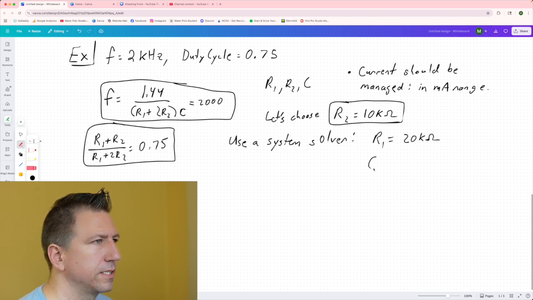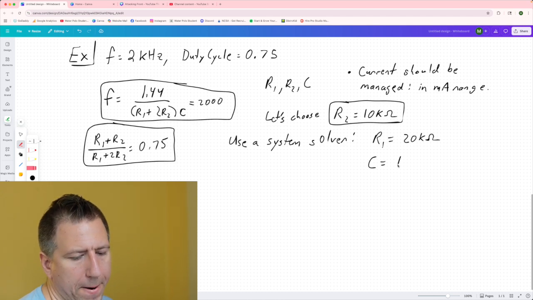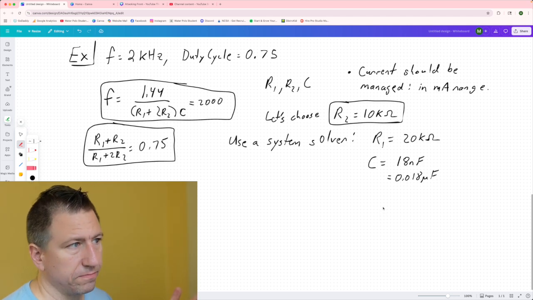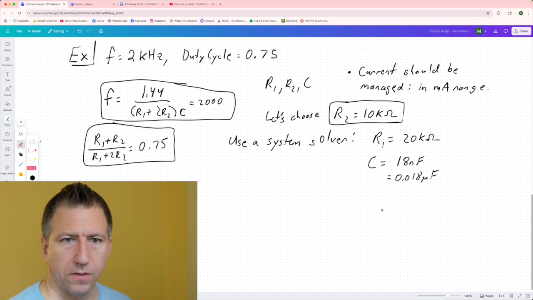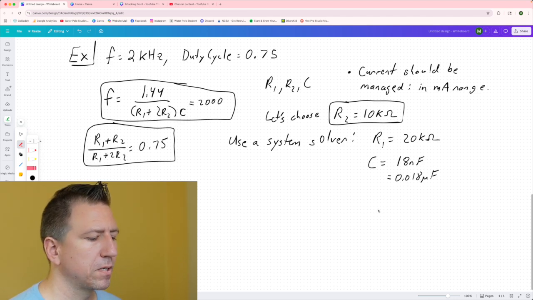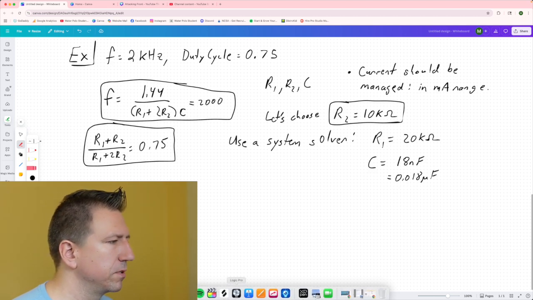And you'll get C is equal to 18 nanofarads, or 0.018 microfarads. So that is our solution. And that's all there is. We found the values of the components on the external circuit that will allow us to run that 555 timer at 2 kilohertz and a 0.75 duty cycle. One more part to this. Let's go ahead and look at the simulation.